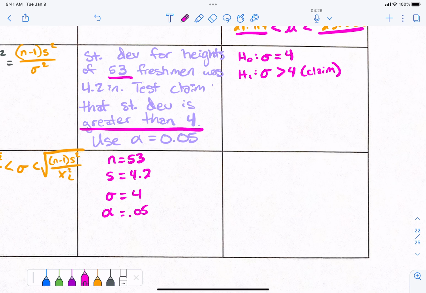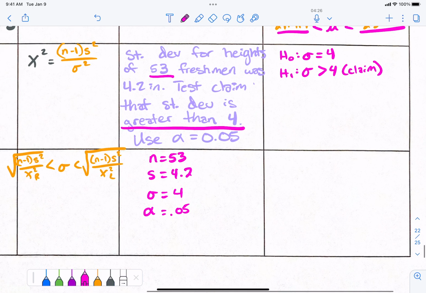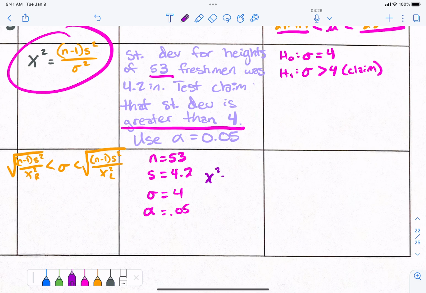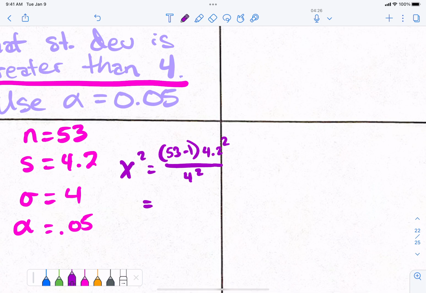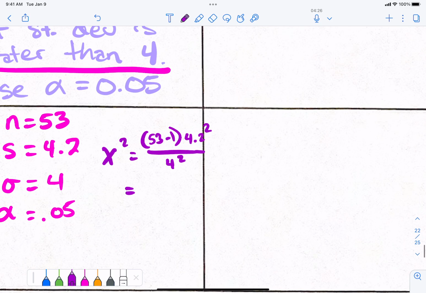Let's do my calculation for this chi-squared thing right here and figure out what our test value is. So chi-squared is n minus 1, so 53 minus 1, if you want to just write down 52 to save space, that's fine. Times 4.2 squared over sigma squared, which is 4 squared. Somebody calculate that for me, would ya? The 4.2 is squared, and so is the 4.